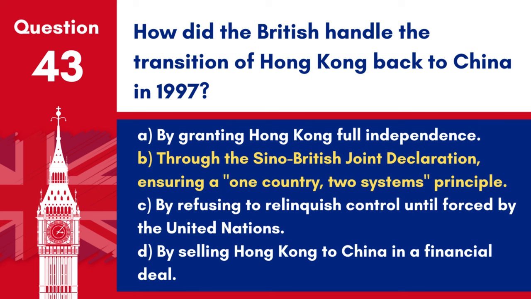Answer. B. Through the Sino-British Joint Declaration, ensuring a one country, two systems principle. This agreement provided for the peaceful return of Hong Kong to Chinese sovereignty while aiming to preserve its economic and political systems for 50 years.